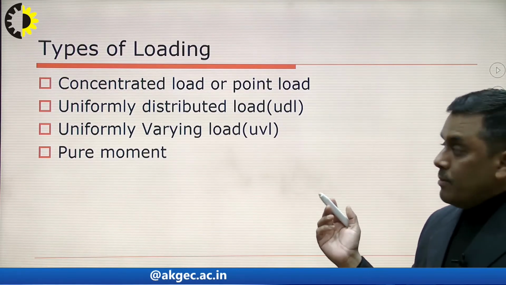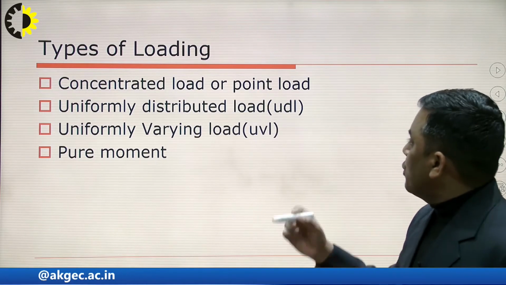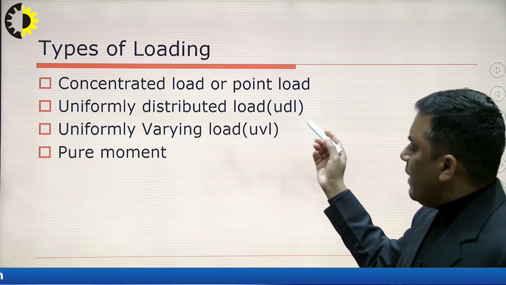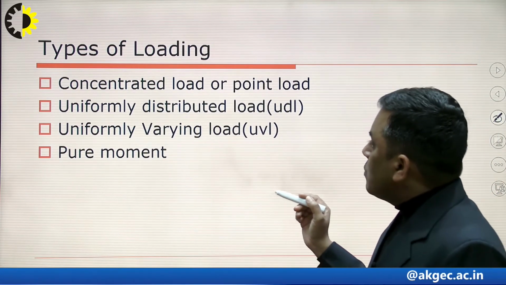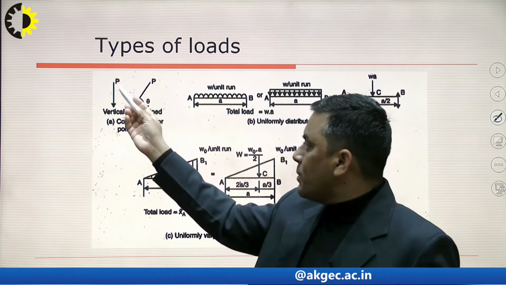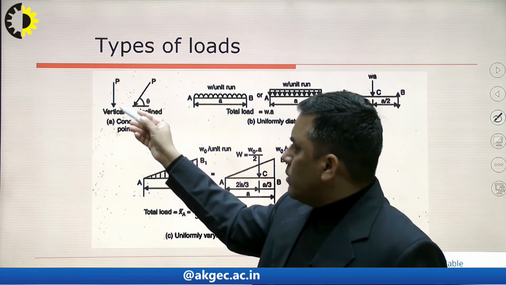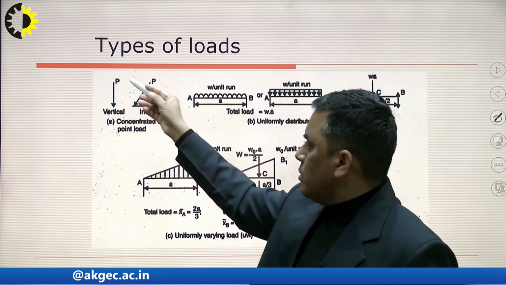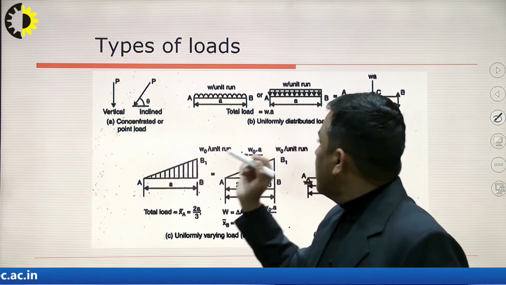Okay. If we are dealing with beams, then definitely we have to deal with the load. So point load, uniformly distributed load, uniformly varying load and sometimes a pure moment also. So how to deal with all these types of load? Point load is simple, as we represent it as a force. It can be marked either vertically downward or inclined at some angle.